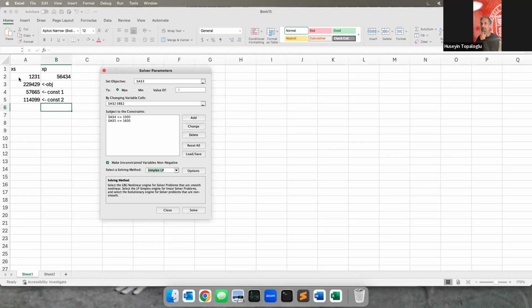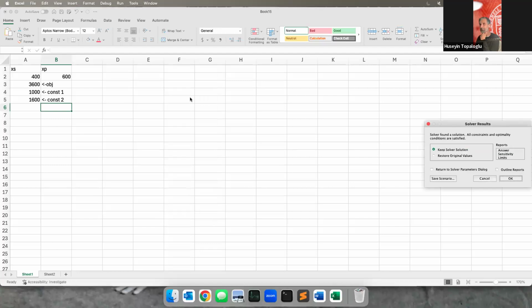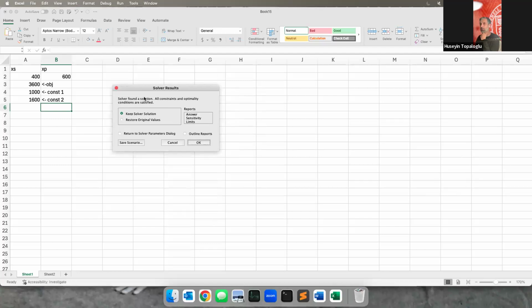Once we click solve, Excel solver is going to adjust the values of our decision variables included in cells A2 and B2 to maximize our objective function while adhering to our constraints. So let's click solve and see what's going to happen. Solver came back to us and said, solver found a solution. All constraints and optimality conditions are satisfied. Keep the solver solution. I'm going to keep the values of the cells A2 and B2 that have been adjusted by the solver. So that is the solution that we get.